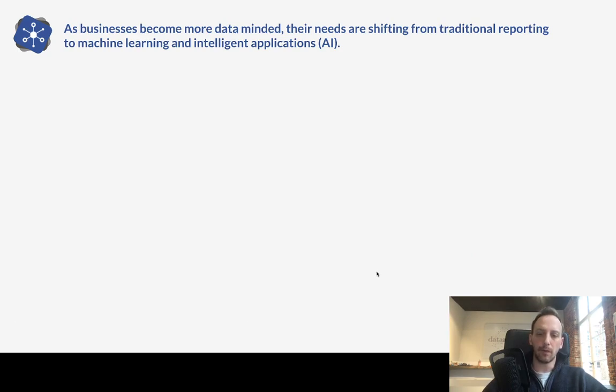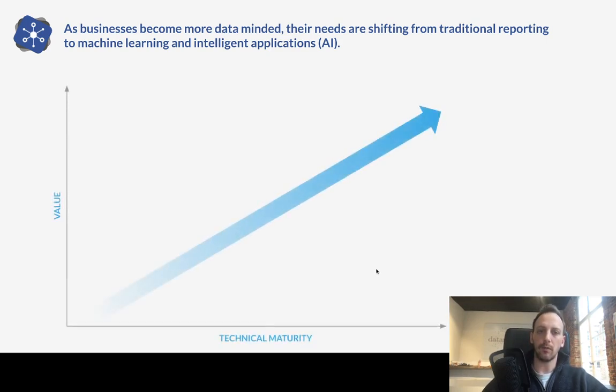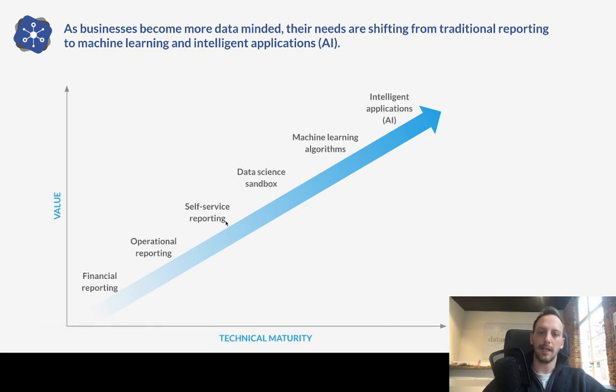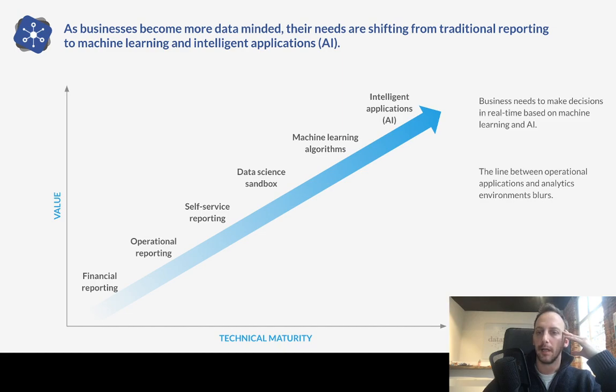That brings me back to one of the first things I said, as businesses become more data minded, their needs are shifting from traditional reporting to machine learning and AI. You can plot that on an XY axis, where on the X axis is technical maturity. On the Y axis, you see the value it often brings to organizations. And then you see this trend, I hope it's clear, from financial reporting to operational reporting, self-service analytics, and so forth to intelligent applications. Now, the point is that businesses need to make decisions more and more in real time and based on machine learning. The line also implicates that the line between operational applications and analytics environments is blurring.